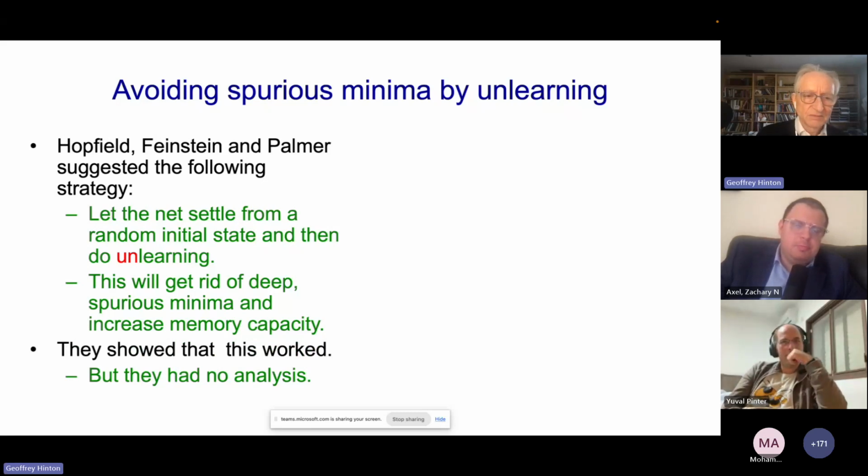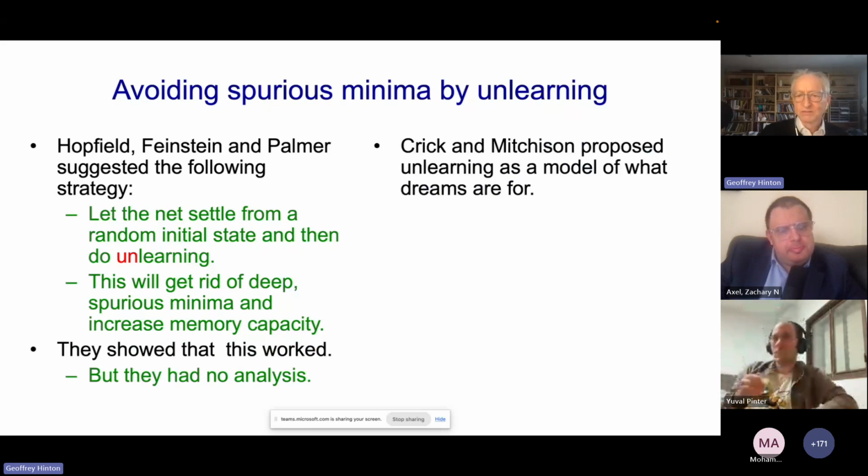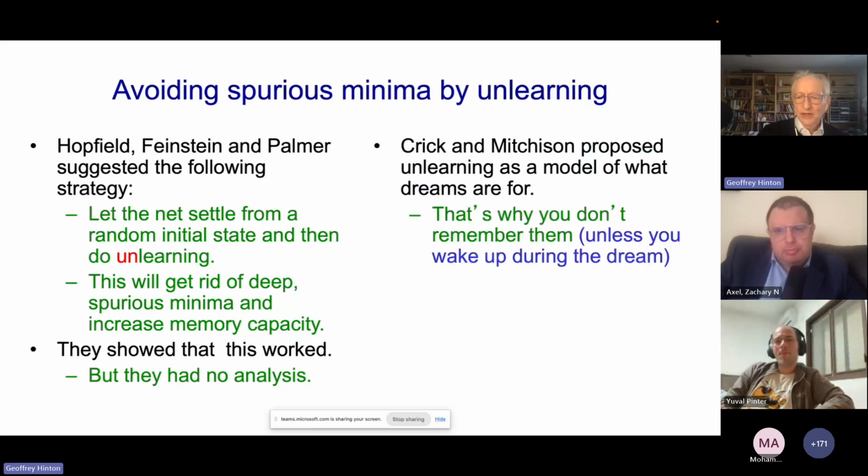Based on that idea, which is basically Feinstein's idea, Crick and Mitchison proposed that unlearning might be a model of what dreams are for. So when you dream, you don't remember your dreams. That is, the dream you had just before you woke up is in your short-term memory, probably in temporary changes to the weights in your neural net. It'll fade very quickly, but you can remember the last bit of the dream you had just before you woke up. But if we wake you up at random times during the night, we can see you dream for several hours each night and you don't remember them.